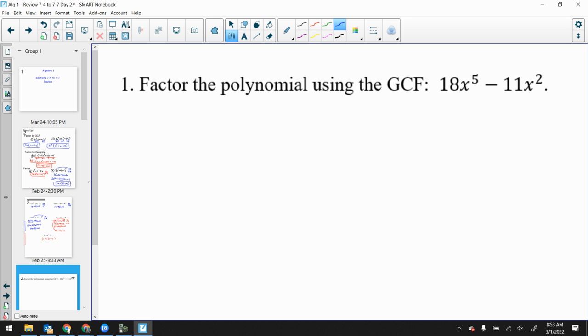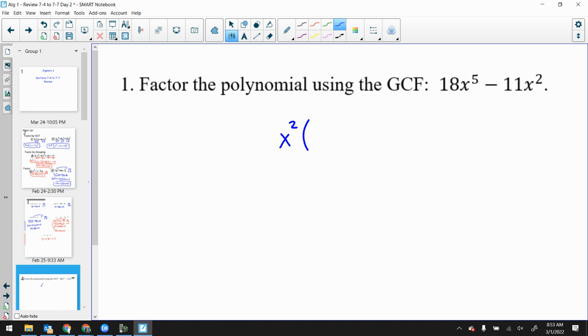Okay, so that's half the battle here. We see 18 and 11. There is no numerical portion of the GCF. But what do you see that they do both have in common? An x. So the rule is always just take the smaller power on x. So x squared is my GCF. And that's it.